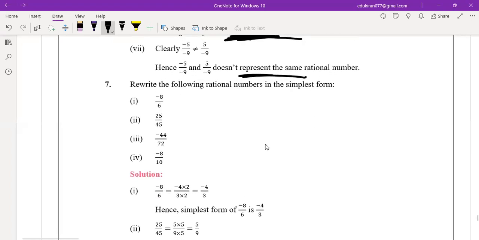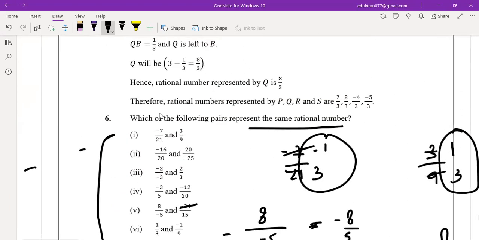Okay, so I hope everybody is clear with the question. If they ask you which of the following pairs represent the same rational number, I hope you got what to do, right? But remember, after solving this, you have to mention it: yes, they represent the same rational number, or no, they do not represent the same rational number. If you do not write that statement, then you will not get full marks. Okay?